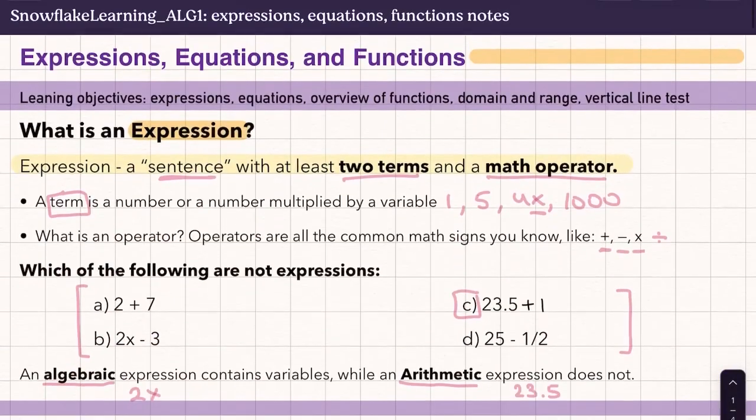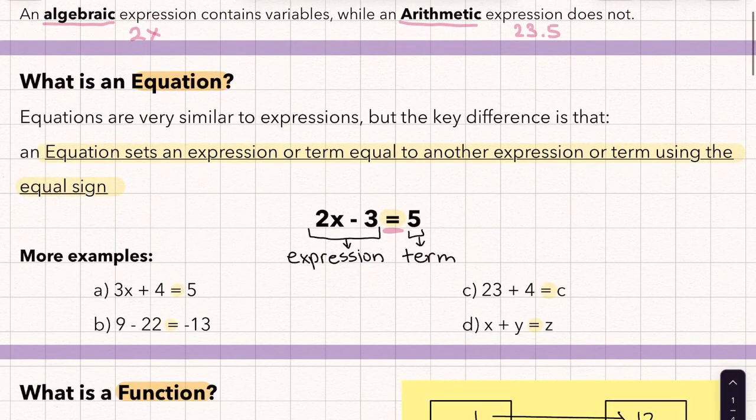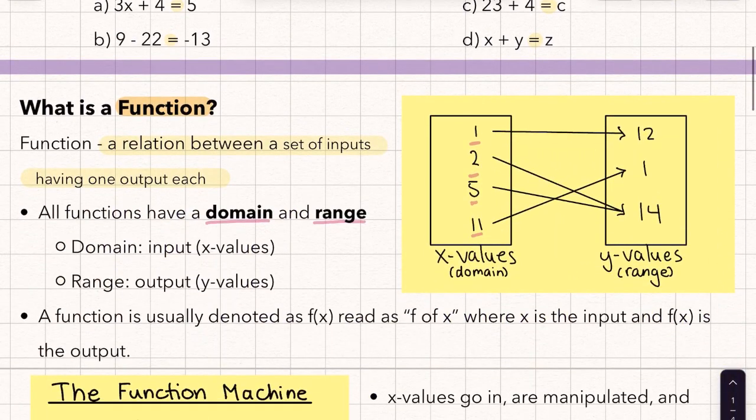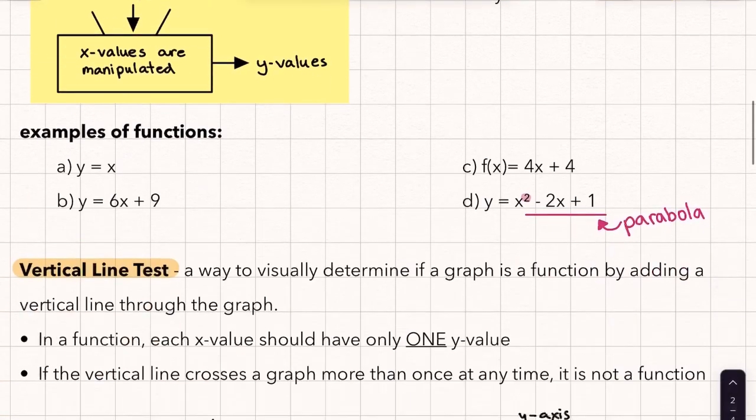So in summary, an expression needs two components, two terms, and a math operator in order to count as an expression. Equations are determined through an equal sign that sets an expression or term against another expression or term. And a function is a relation between x values, inputs, and the y values, which can be denoted through this function machine, which shows how x values are manipulated into becoming y values.